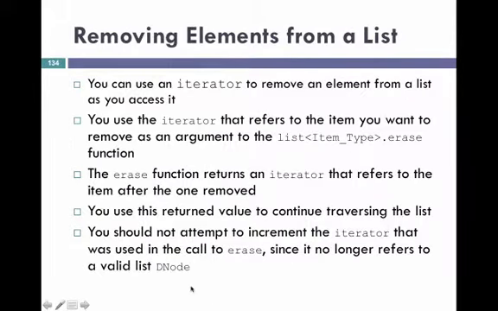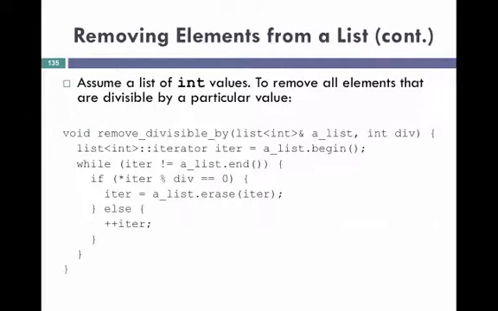So you can use an iterator to remove an element from a list as you access it, and you use the iterator that refers to the item you want to remove as an argument to this erase function, and then erase returns an iterator that refers to the item after the one you removed. And you use this return value to continue traversing the list. You shouldn't attempt to increment the iterator that was used in the call to erase, since it no longer refers to a valid list node.